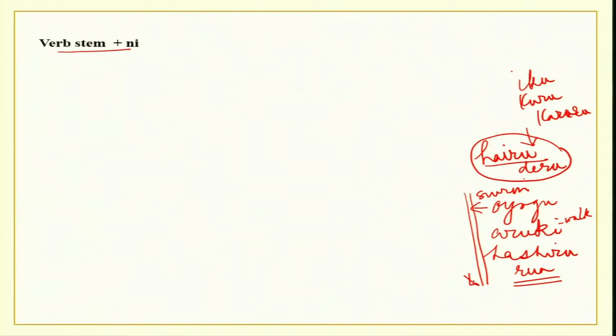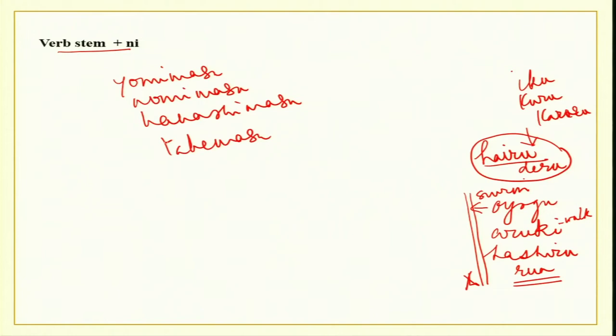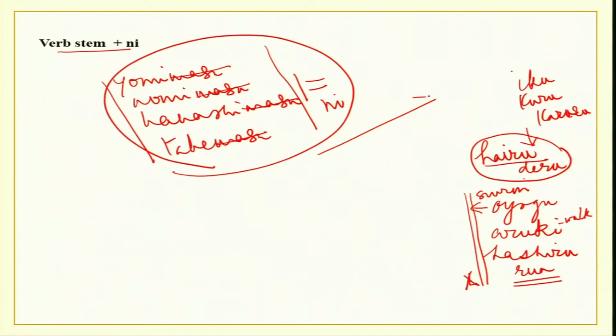Now, verb in stem plus ni. How do you make it? Well, yomimasu, nomimasu, hanashimasu, tabemasu. So, just remove the masu from here. This is the stem. So, to the stem add particle ni, which shows that for this purpose, for doing this activity, you are going somewhere. So now from this you can understand that the verbs that are going to be used are going to be iku, kuru and kaeru.